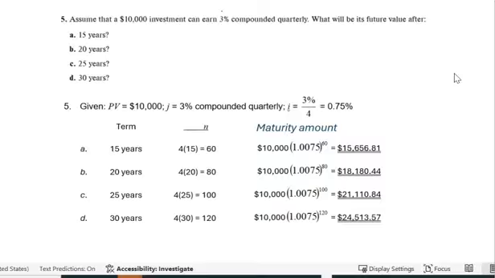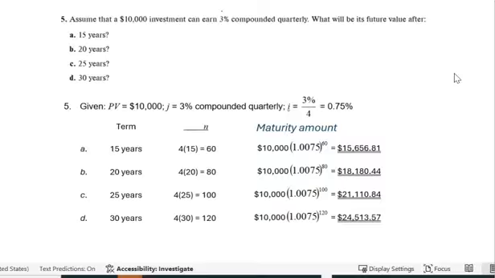So if we assume that we're making a $10,000 investment and it can earn 3% compounded quarterly, what will the future value be after, for the first one's 15, then 20, then 25, then 30? Okay, so we know that the present value, the amount of the investment today, is 10,000. We know that the annual interest rate is 3%, and we know it's compounded quarterly.